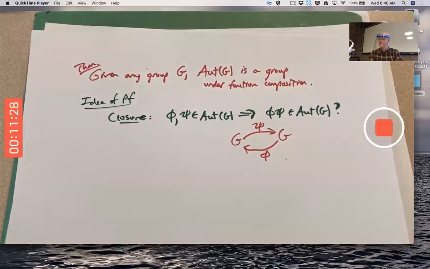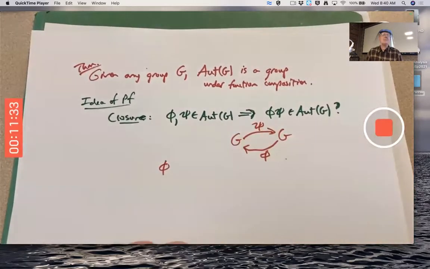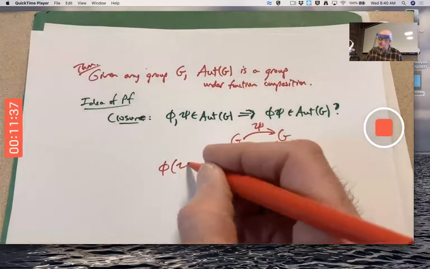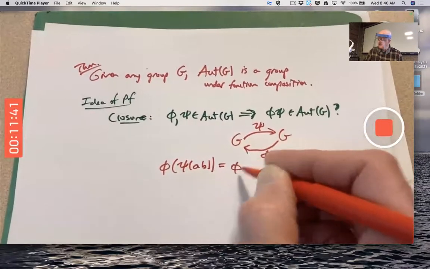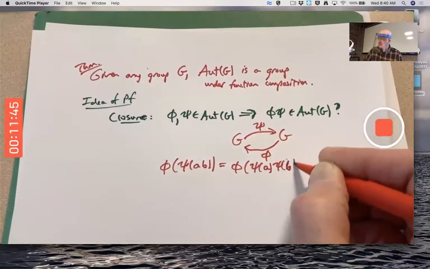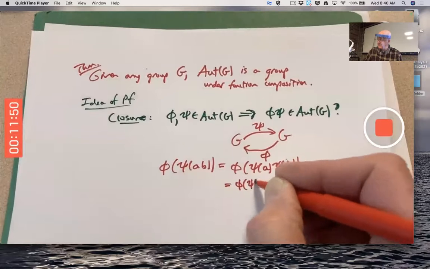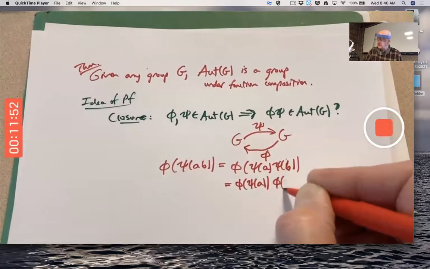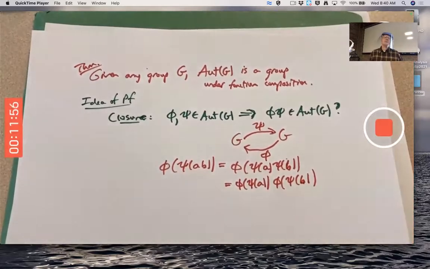Is it operation preserving? I didn't prove such a thing was operation preserving, but we did mention it before. It's not difficult to prove. The key calculation would look like this, using the fact that psi is operation preserving, and then using the fact that phi is operation preserving. That's the key thing to verify.